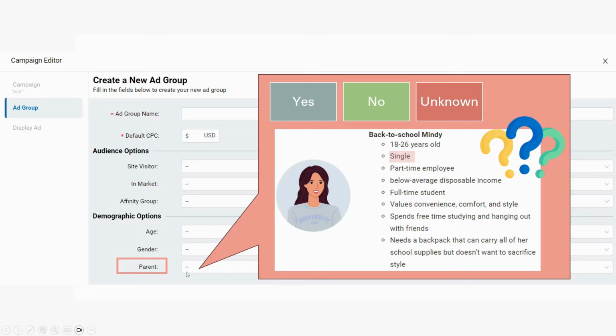So either leave it blank and don't target her based on persona since you don't know for sure, or try and create an ad group where you are saying yes, you're saying no, you're saying unknown, and see which one is getting the best results, right? What is your click-through rate? What is your conversion rate? What are your impressions? How is it performing? And then choose the one that's performing best and pause the ones that aren't, okay?